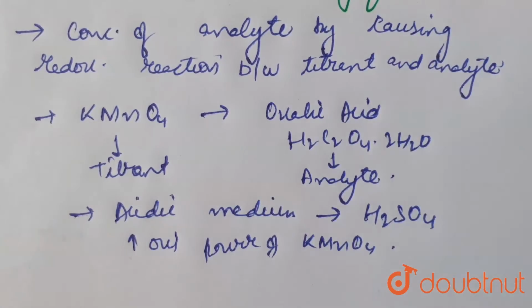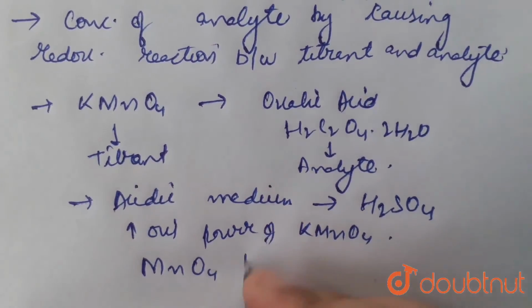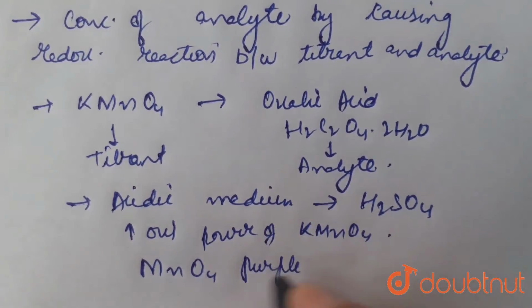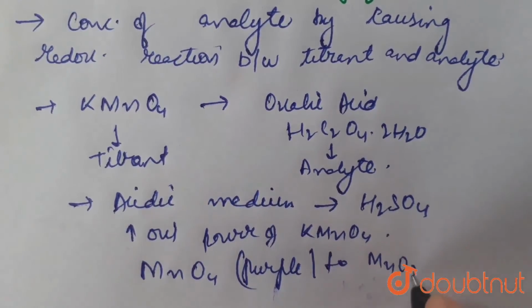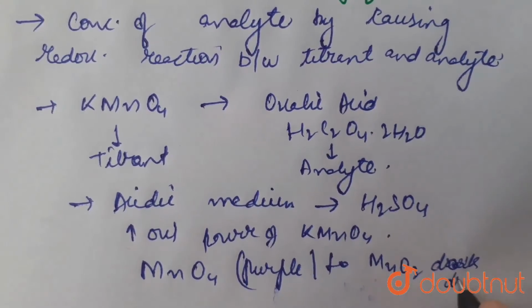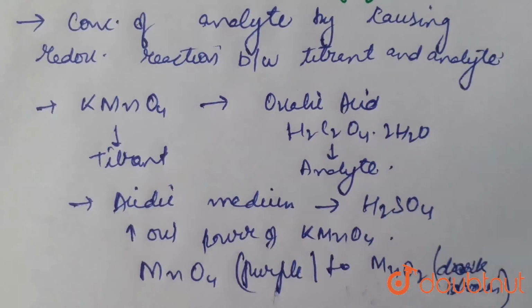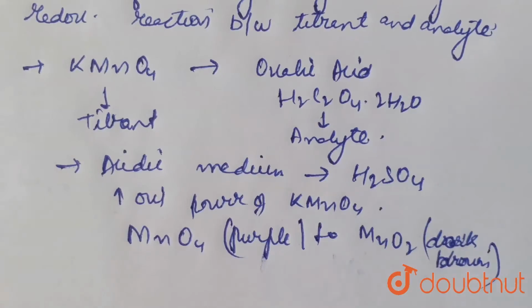the acidic content of the solution and prevents MnO4, which is purple in color, from getting reduced to MnO2, which is dark brown in color. Hence, we use H2SO4 as acidic medium here.